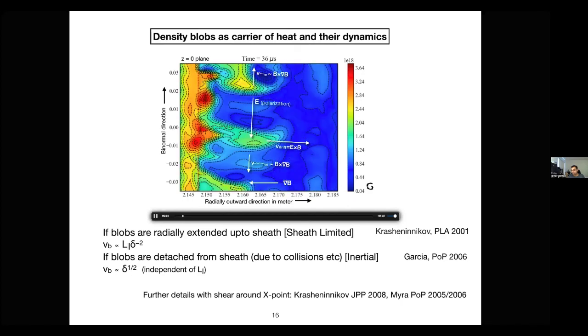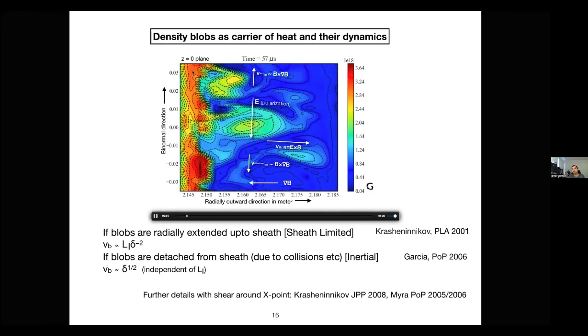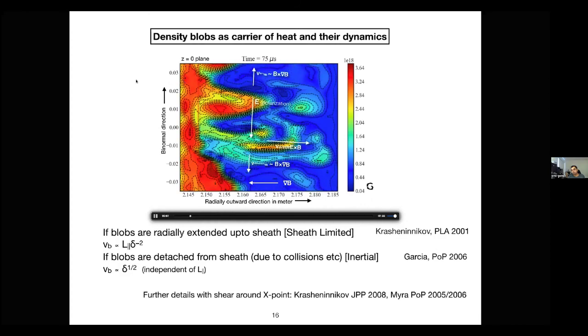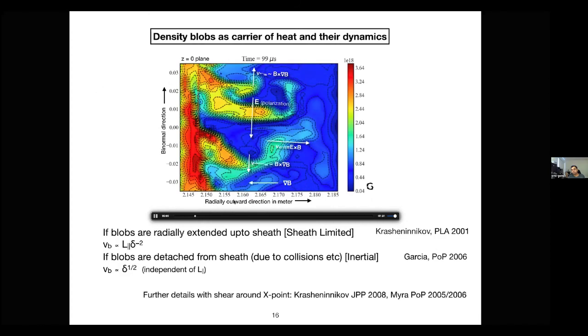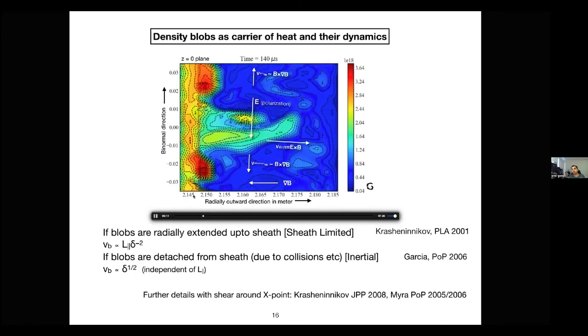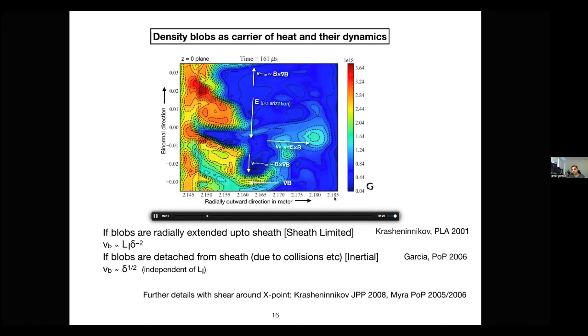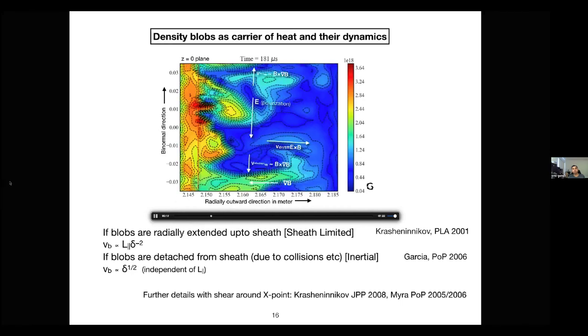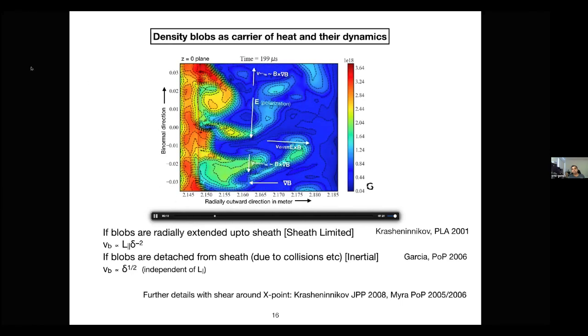You can see it's still not very turbulent. The plasma is coming out. This is the core region, so you can think of this as the radially outward direction. This is in meters: 2.1 meter and 2.185 meter. So 0 is somewhere there, and that's the core region.